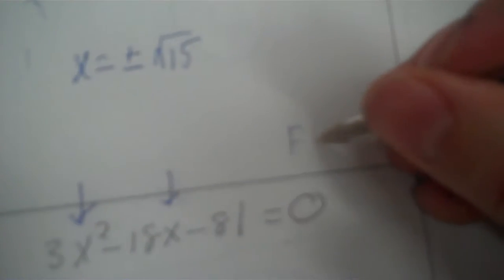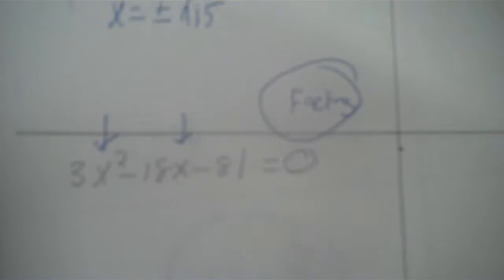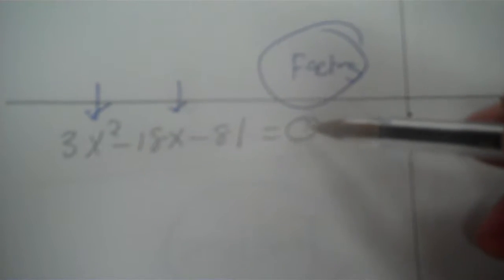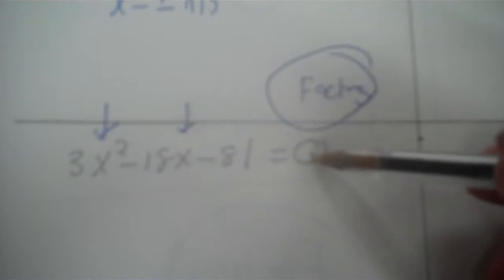This one right here, 2 answers. Since I have x squared and x, that's a factoring problem. So here's what I do on factoring problems. I need to make sure that everything is on one side, equal to 0. The 0's got to be there. It is.